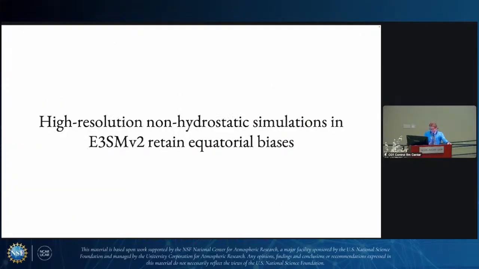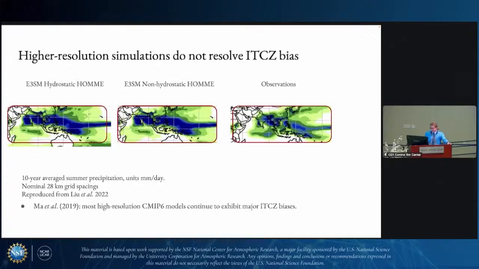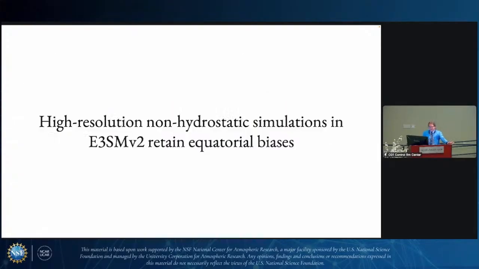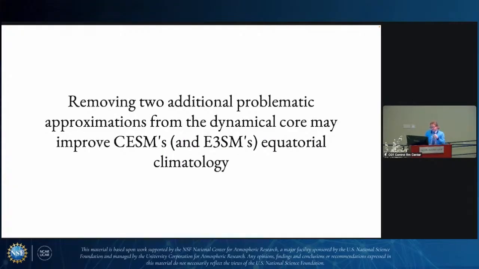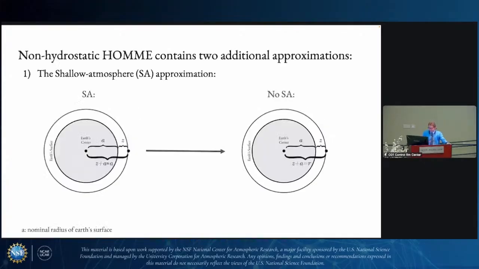In the center, that's a non-hydrostatic dynamical core, and on the right, that's a reanalysis product. So what you can see is the precipitation biases are very similar with hydrostatic and non-hydrostatic dynamical core, and so you don't get this for free. But removing two additional problematic approximations from the dynamical core is likely going to improve CESM and E3SM's equatorial climatology. So I'll talk about those now.